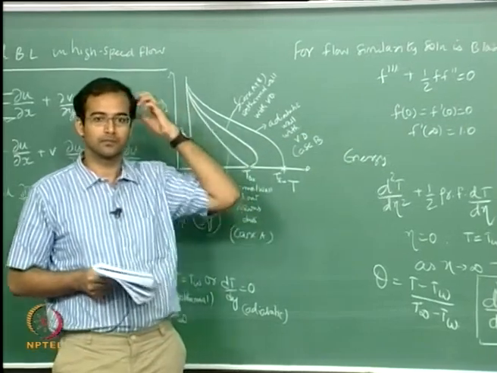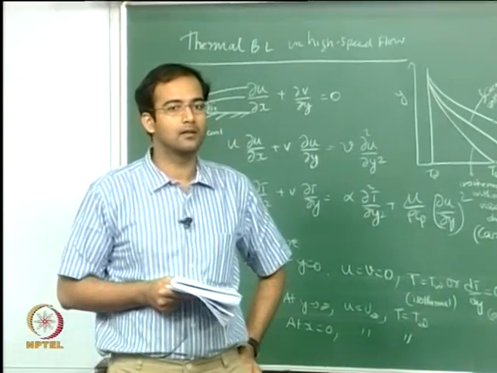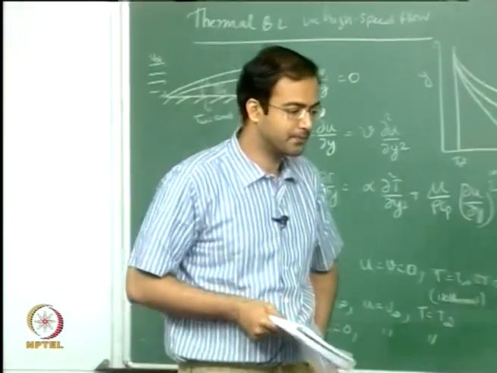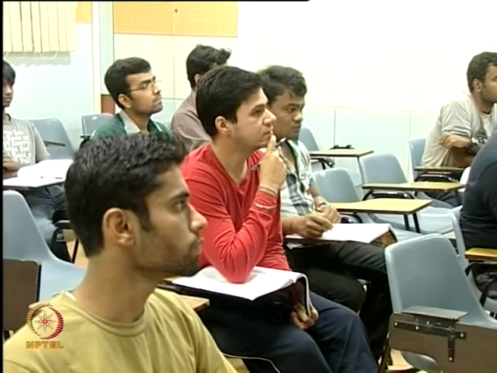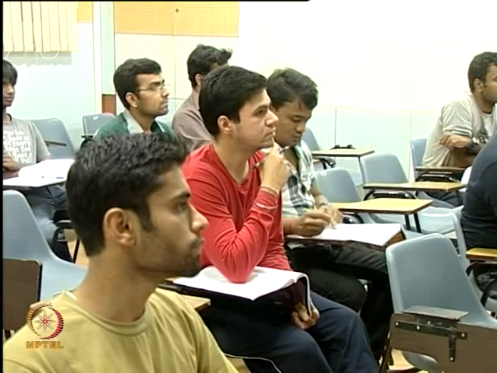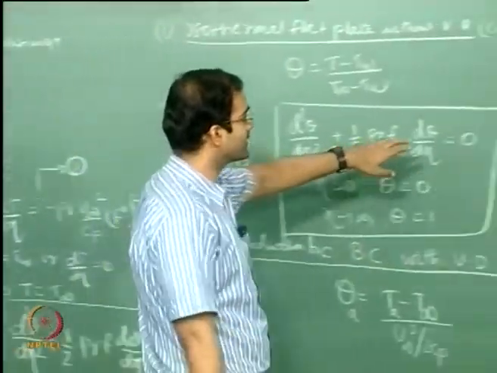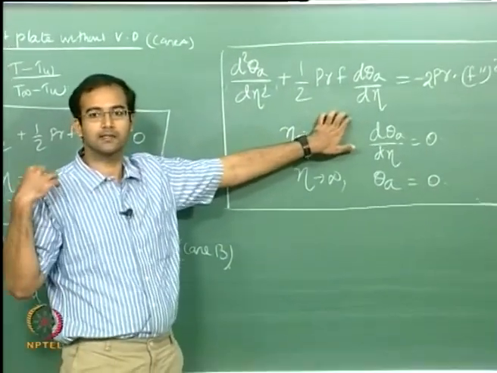In the Pohlhausen case we considered that theta is equal to u by u infinity. Yes, but that is only possible if viscous dissipation is neglected. No, then you wouldn't have been able to derive a similarity solution here. The fact that you are able to reach a similarity equation shows that this is the right similarity variable.